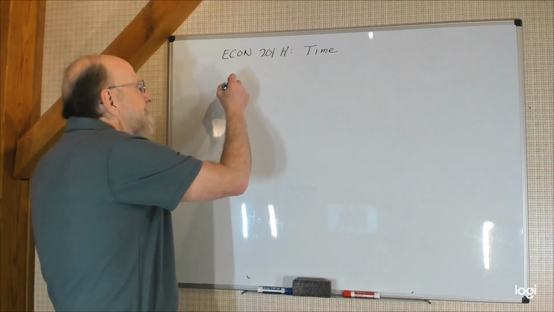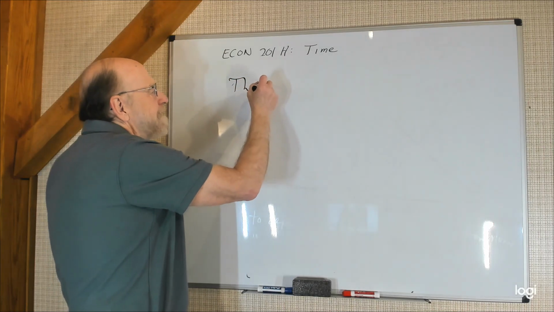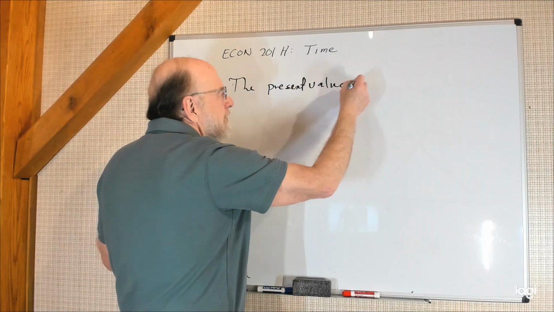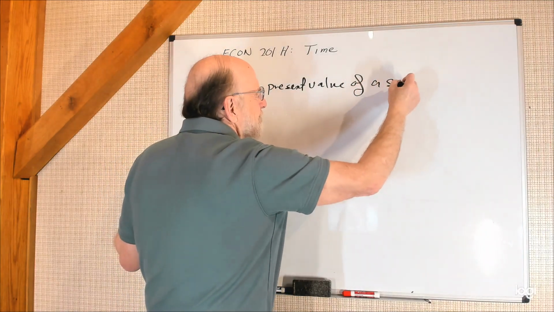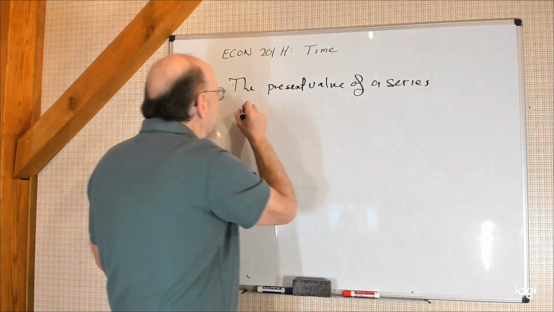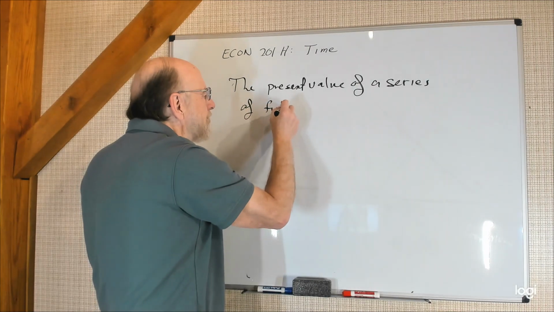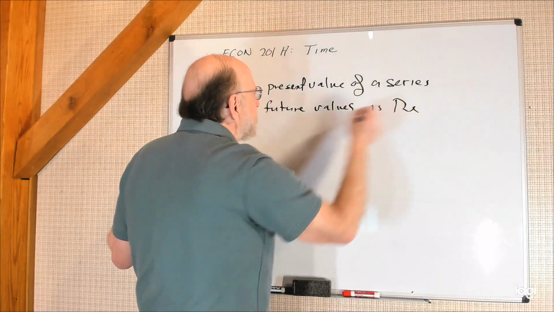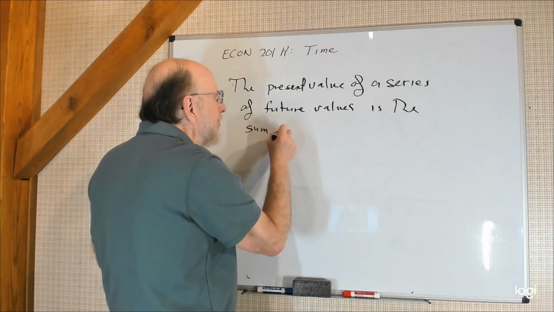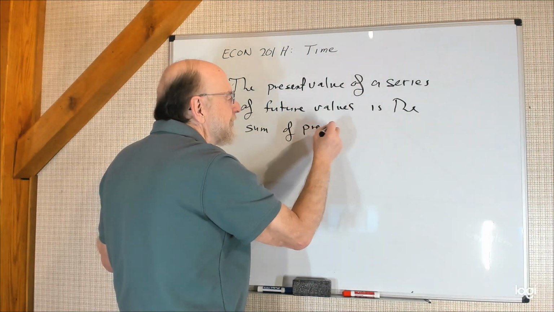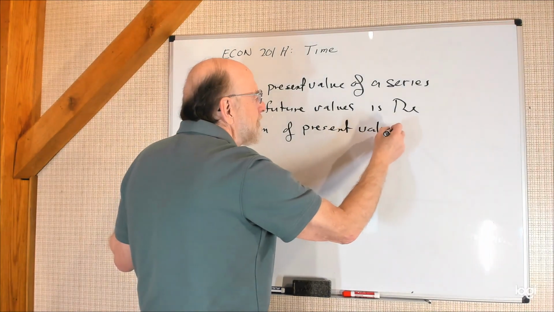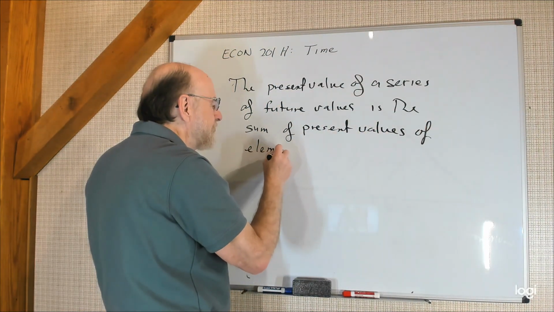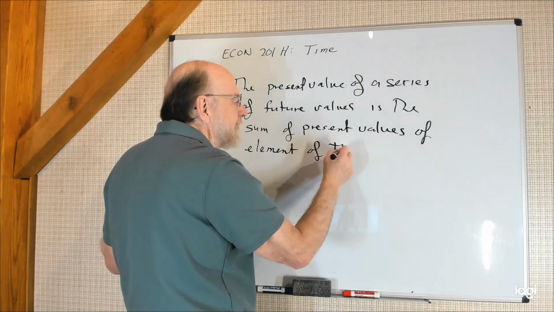So it turns out that the present value of a series of future values is the sum of the present values of each element of the series.